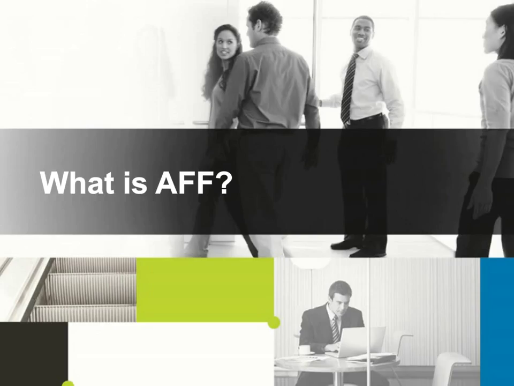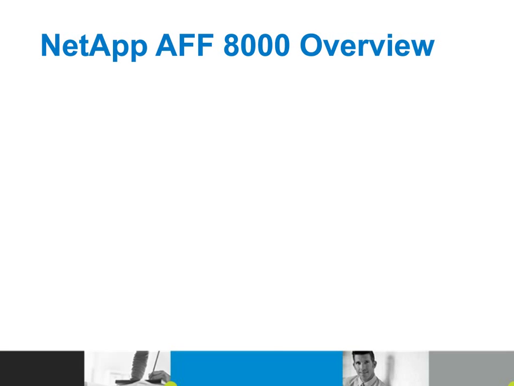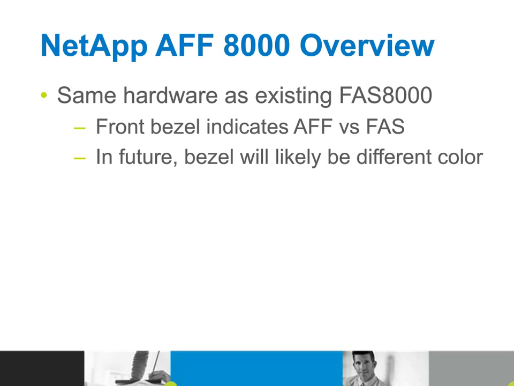What is AFF? What is All-Flash FAS? There's a lot of marketing out there that makes it sound like it is a new product in the NetApp portfolio, and in some ways it is, but when you get down to the root of it, an All-Flash FAS is the same existing FAS 8000 hardware that we have deployed in a lot of data centers today. There is a front bezel change that indicates whether we're looking at an AFF versus traditional FAS, and in the future there may be some kind of aesthetic changes there. Otherwise, it's the same FAS 8000 hardware that we know and love today.